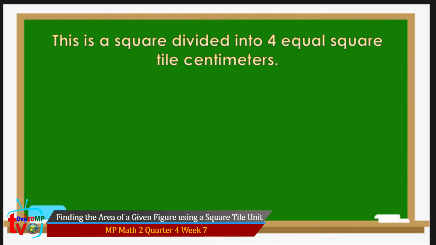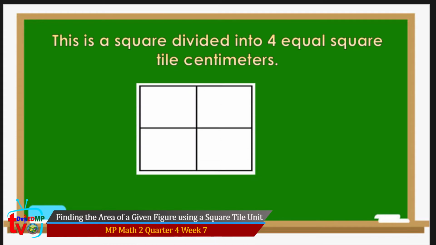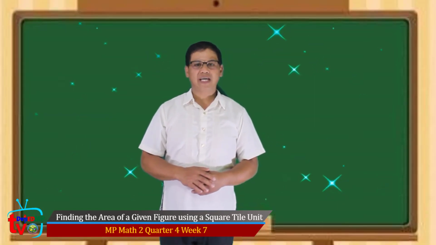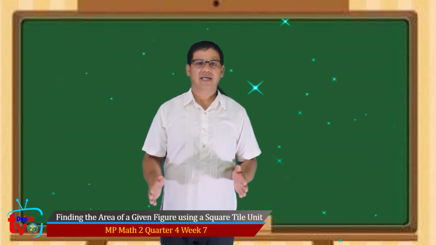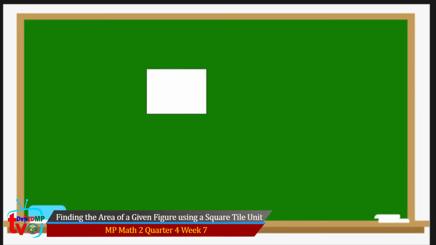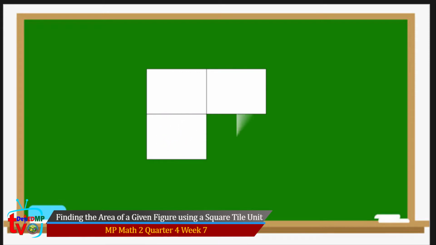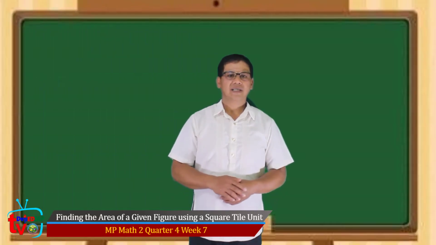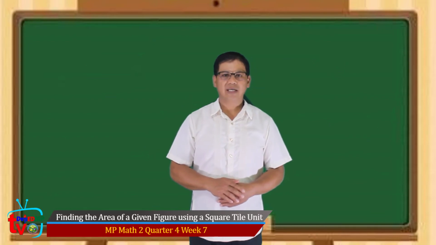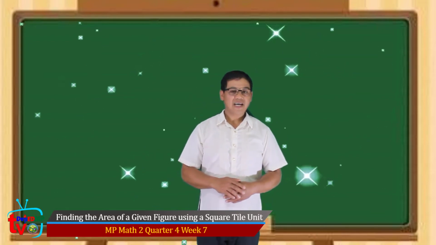This is a square divided into 4 equal square tile centimeters. What do you think is the area? By counting the square tiles, we can find the area of the figure. Let us count them together. 1, 2, 3, and 4. There are 4 square centimeters, so the area of the figure is 4 square centimeters. Let us have another example.